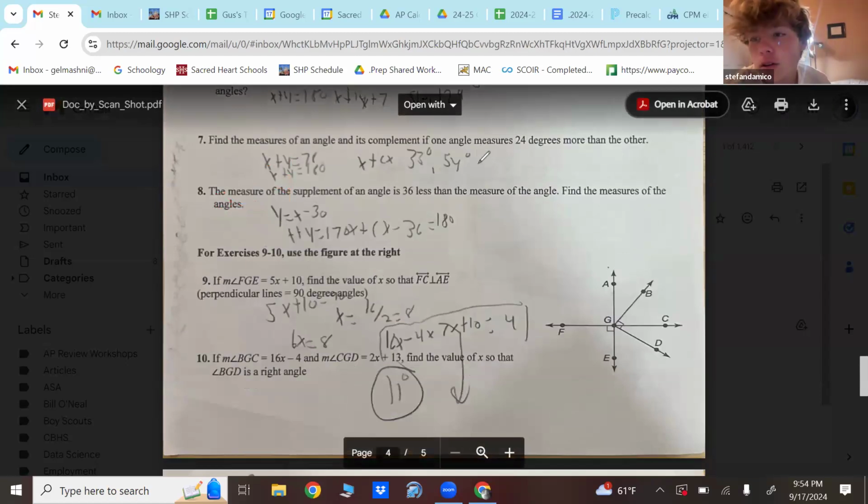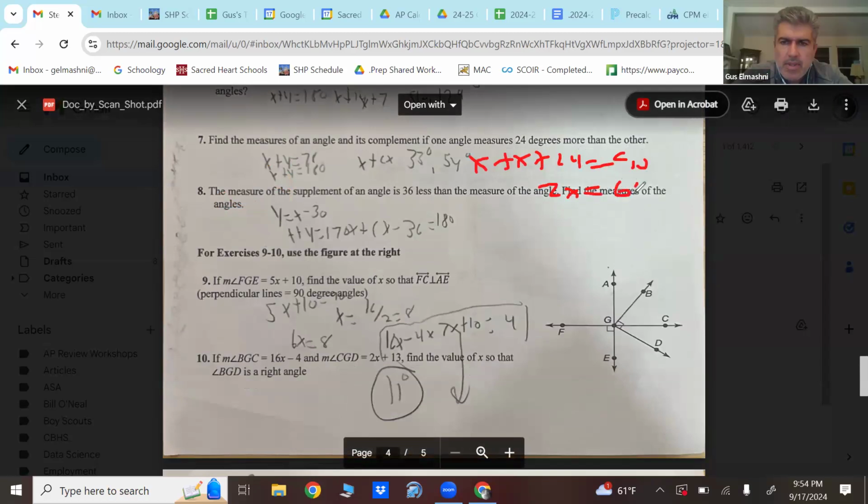No, I do not. Okay, find the measure of an angle and its complement if one angle measures 24 degrees more. So x plus 24 equals 90. So 2x equals 66. X is 33. Yeah, you got that. And the other one's going to be 57, not 54.